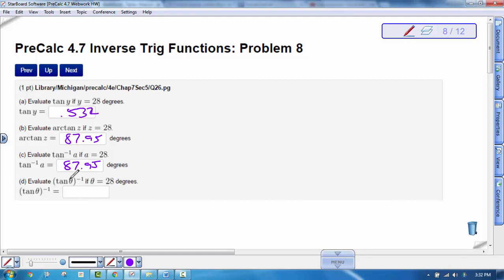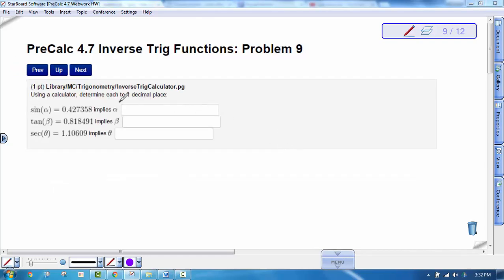This is different though. This is the tangent of theta, which is 0.532, and then inverse of that, which is actually the reciprocal of this, 1 over 0.532. So when it's outside the parentheses, it doesn't mean inverse tangent. It means evaluate the tangent and then reciprocate it.